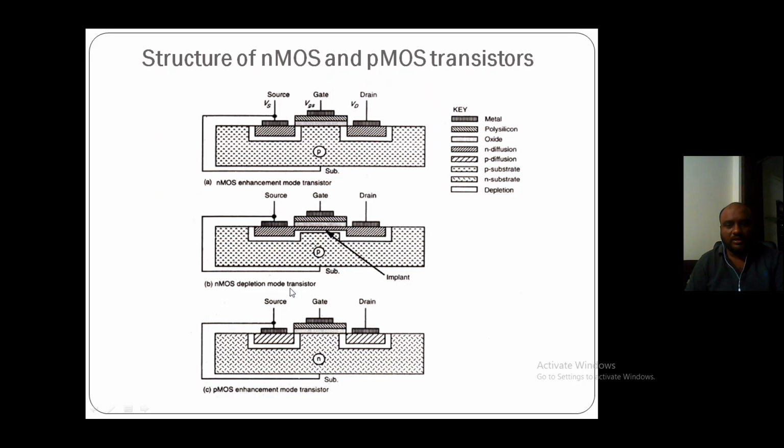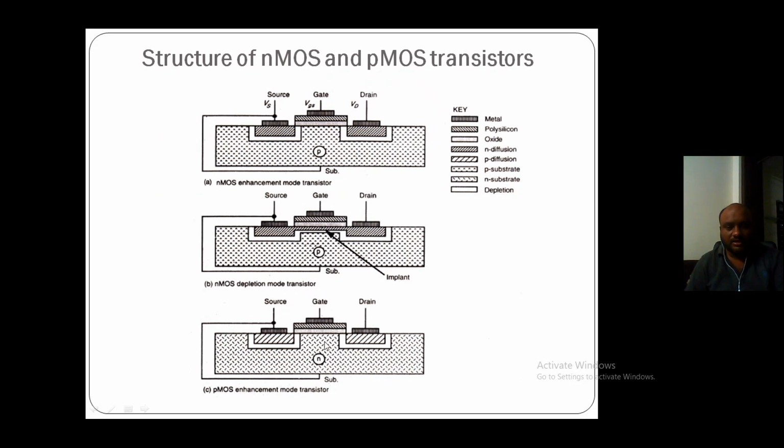Then there is an NMOS depletion mode transistor, where you can observe the difference between figure A and figure B, between enhancement mode and depletion mode. In a depletion mode transistor, the N-type channel between the source and the drain is implanted during the manufacturing process. Whereas in an enhancement mode transistor, the channel will not exist by itself during the manufacturing process. After application of a minimum gate voltage that is greater than the threshold voltage, the channel will be formed.